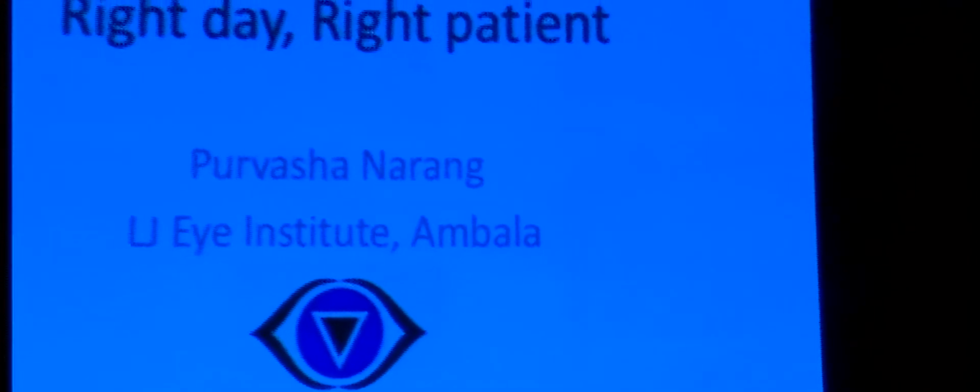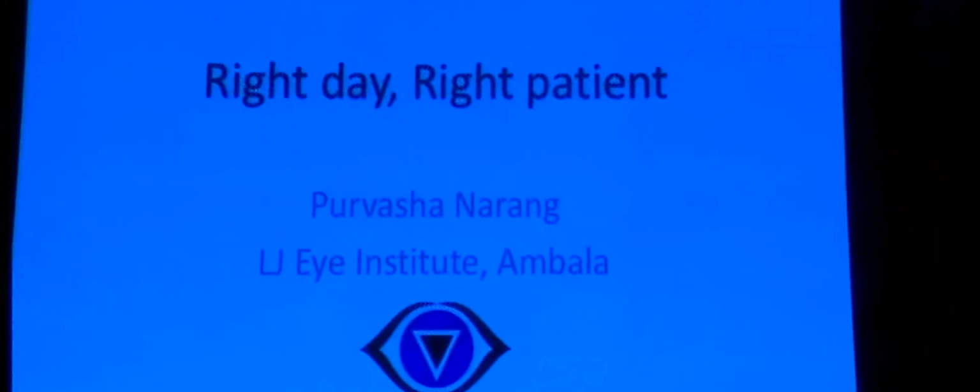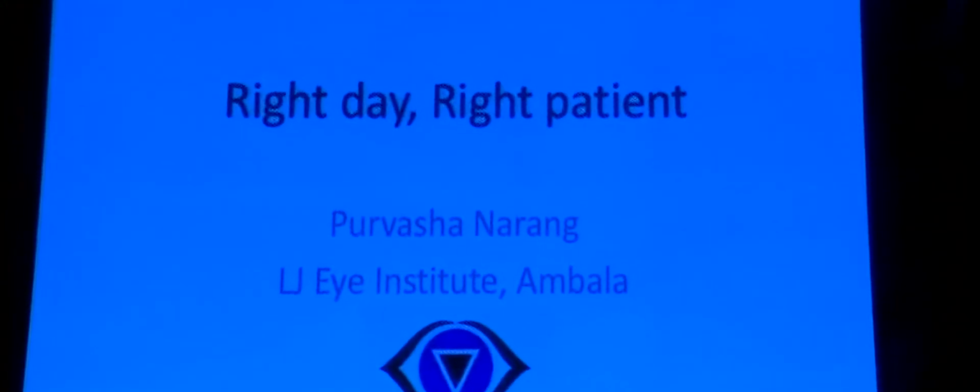Good morning, one and all, and welcome to this primer course on simple limbal epithelial stem cell transplantation, or SLET. Let us first come to know which patients are exactly suitable and when is the right day to operate upon these patients.